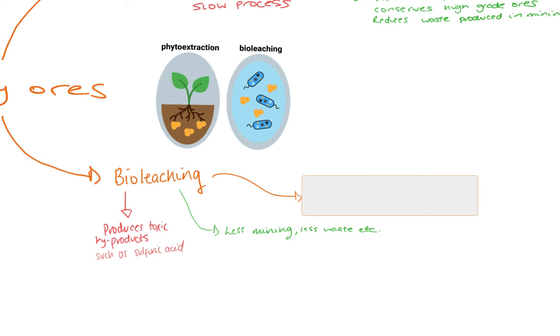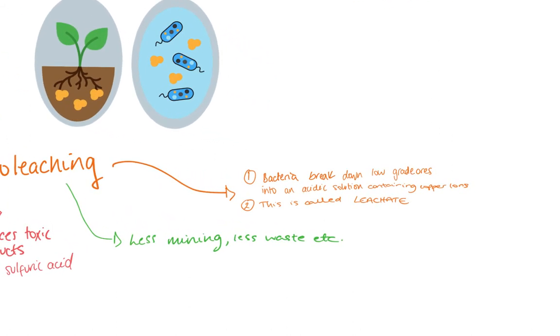So pause this video, see if you can give me a summary of bioleaching for your notes. So, welcome back. And here is just some quick steps. Like I say, guys, for what you need to know, very, very basic at this stage. So bacteria break down low-grade ores into an acidic solution containing copper ions. This is called a leachate. That's the name of that solution.